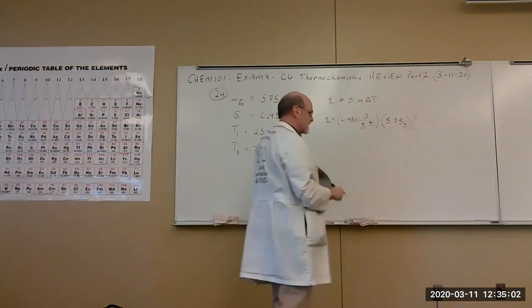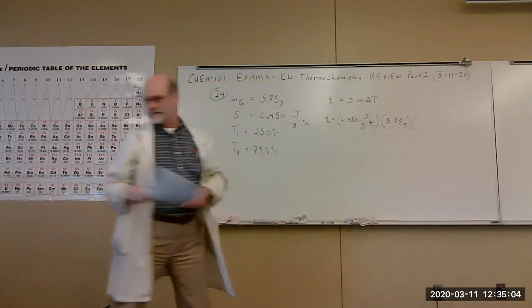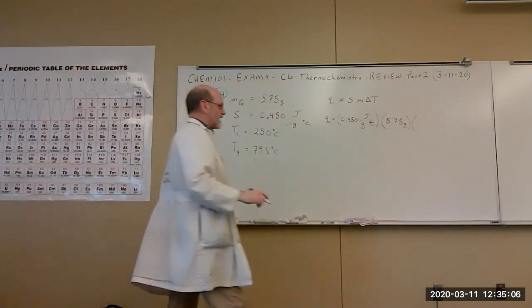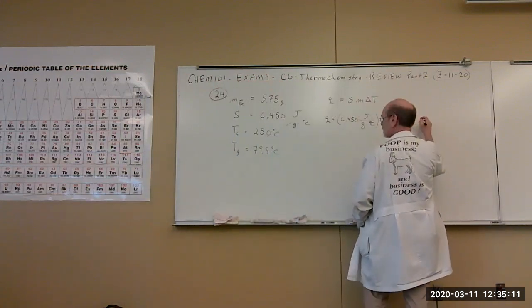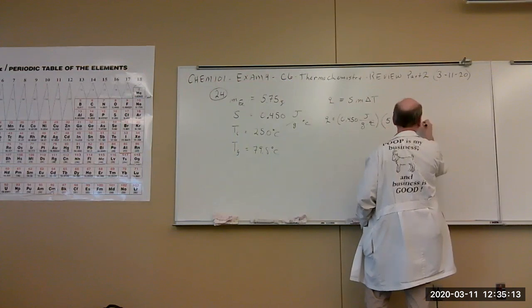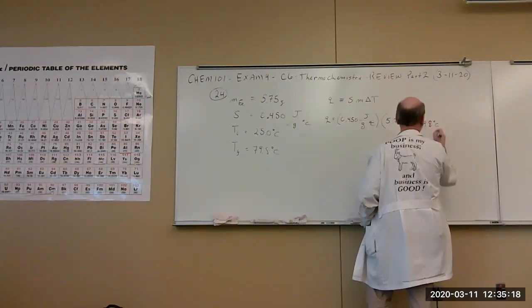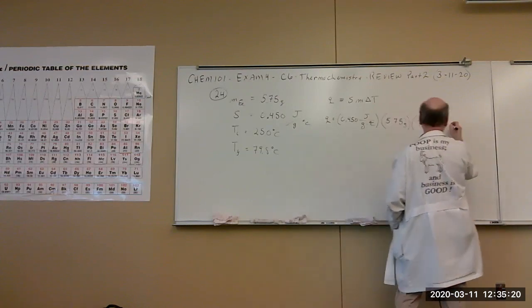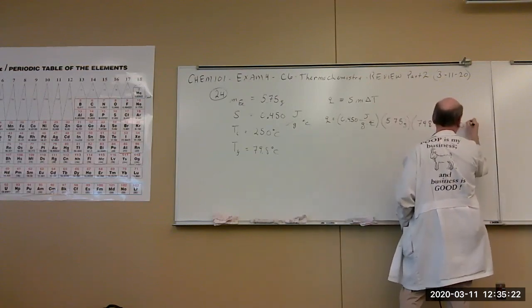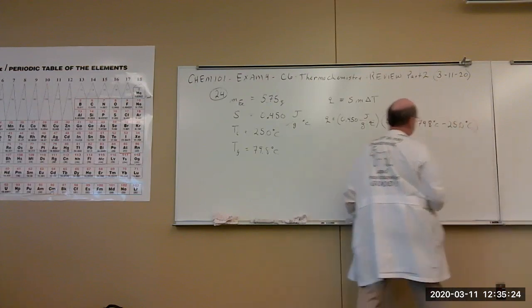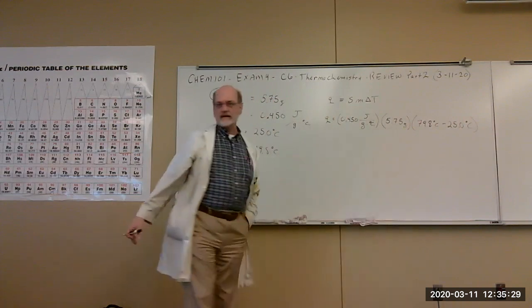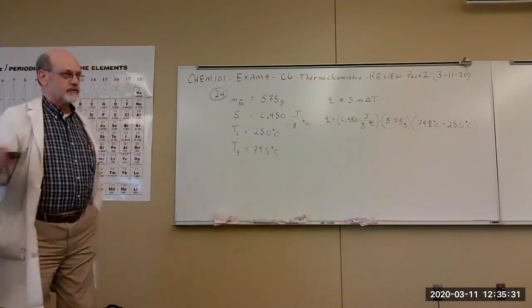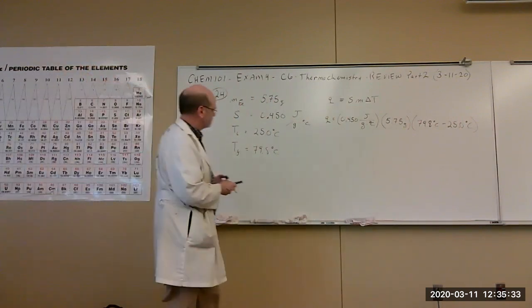Now we need delta T. So delta T is always final minus initial. Right? So the final temperature is 79.8 degrees minus 25. So we've done all our thinking. All that's required now is to crunch numbers.